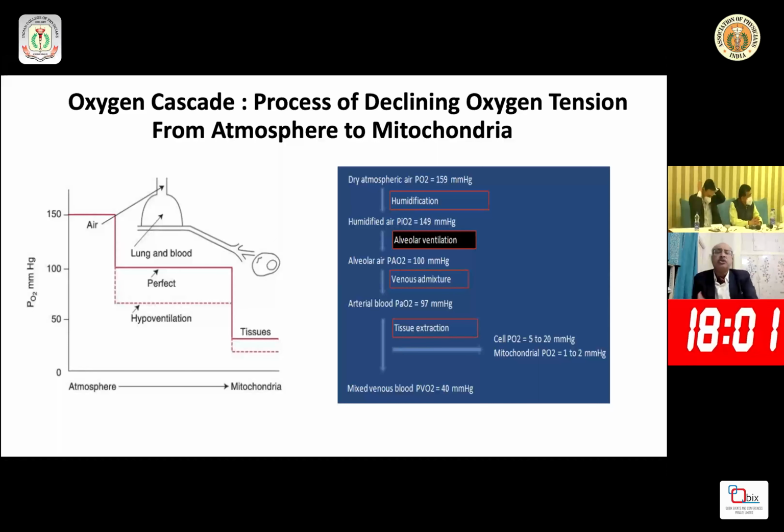The significant tissue extraction takes place at the cellular level, at the peripheral level, and the cell PO2 usually happens to be between 5 to 20 millimeters of mercury. If you monitor the mitochondrial oxygen, it is 1 to 2 millimeters. So you see, it's a very integrated, complex system. But from the energy perspective it is very inefficient, because from a decline from 150 to 1 to 2 millimeters, everything is moving up. A lot of energy is utilized, but nevertheless, it's an excellent and efficient system.